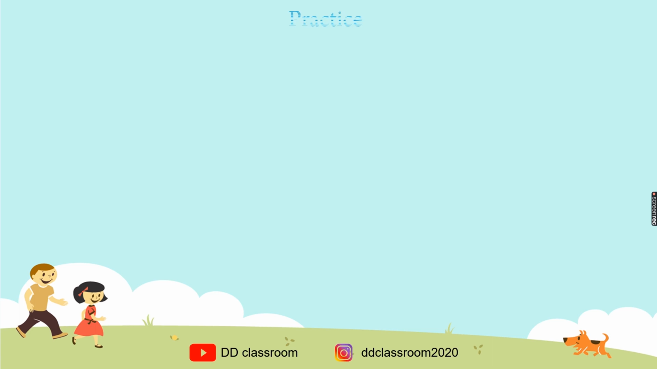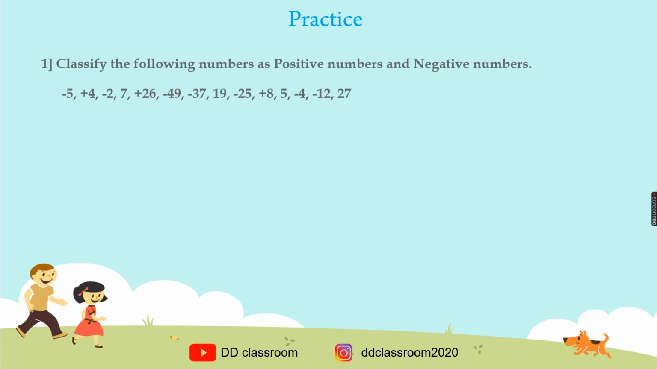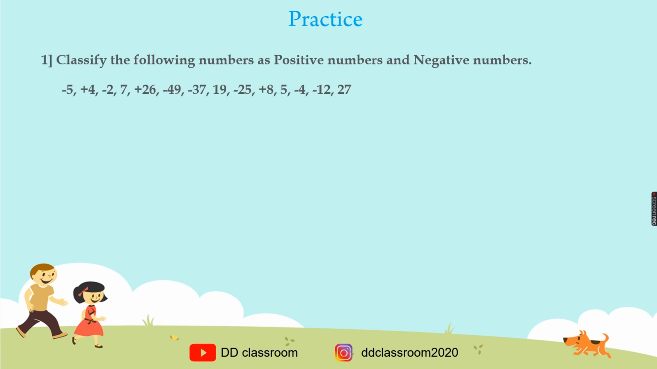Let's do the practice. Question number 1. Classify the following numbers as the positive numbers and negative numbers. The numbers are -5, +4, -2, 7, +26, -49, -37, 19, -25, +8, 5, -4, -12 and 27. These are the numbers. So let's do.